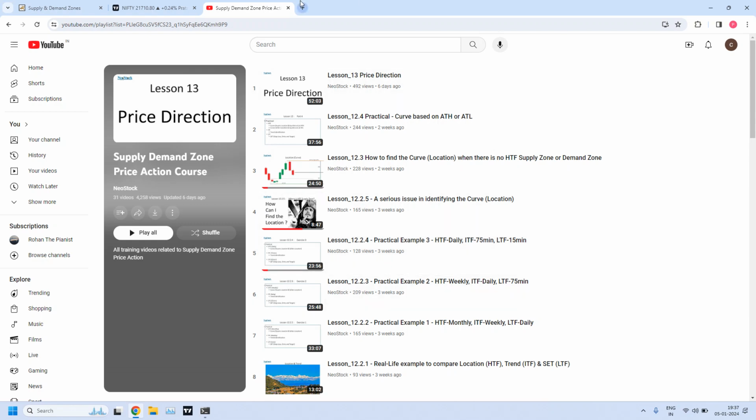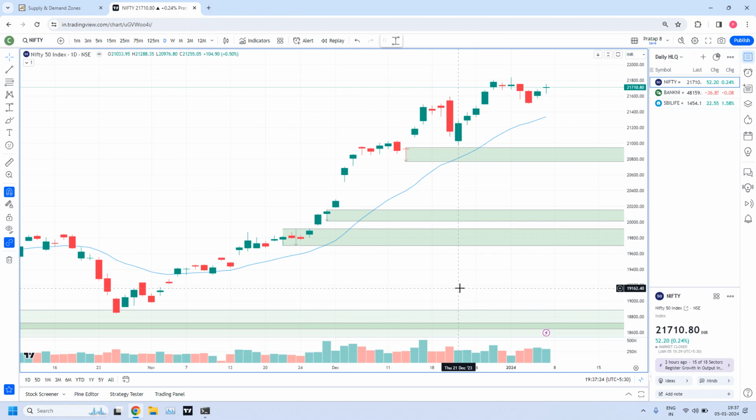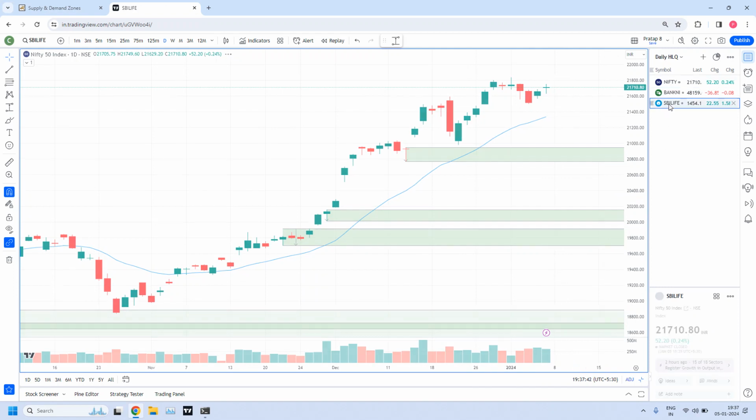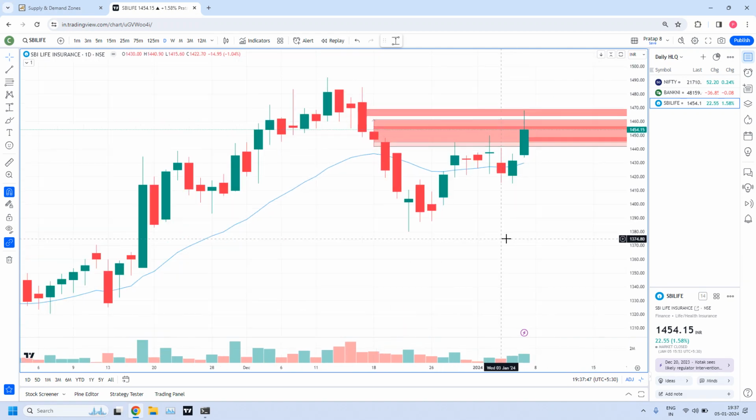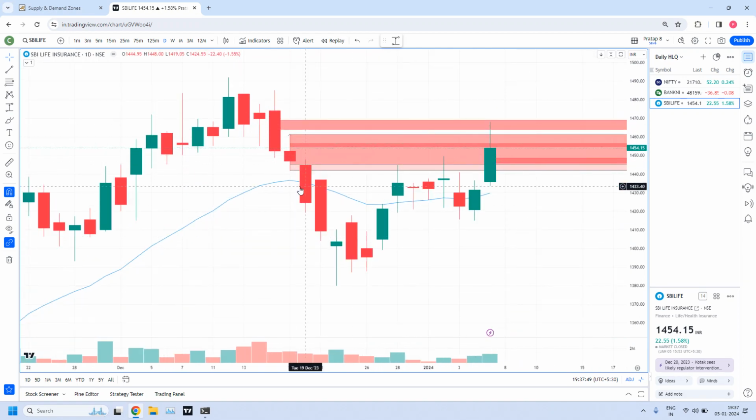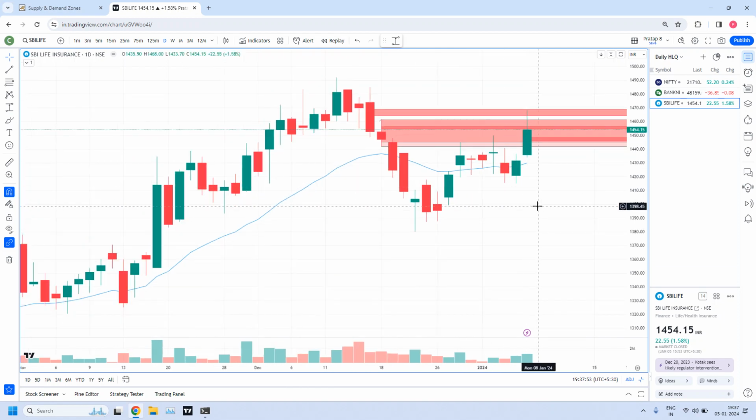Now let us get into our analysis part. So before we generate today's supply demand zones, let us identify and analyze the high liquidity zones generated in our yesterday's report. Yesterday we have identified only one high liquidity zone, that is SBI Life. This is a daily high liquidity supply zone. We have a drop-based drop. This zone is violated today. Let us understand what happened today.